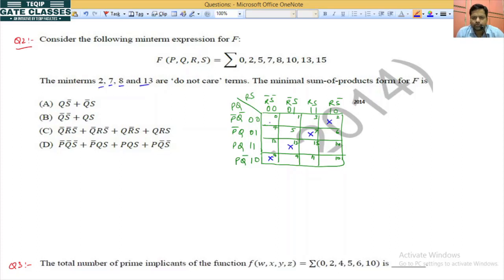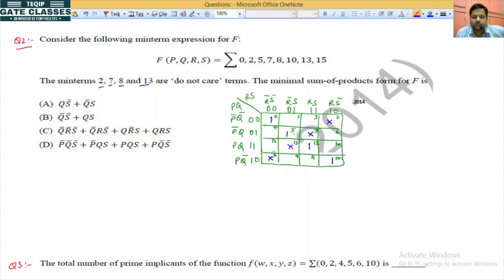Now 0 is 1, 2 is 1, so we have don't care, no problem. So 5 is 1, 7 is 1, 8 is 1, 10 is 1, 13 is 1, and 15 is 1. So we have this scenario, okay? Because in don't care the output will be either 0 or 1, so no problem at all. You can write like this also.